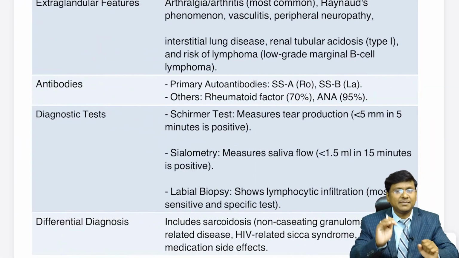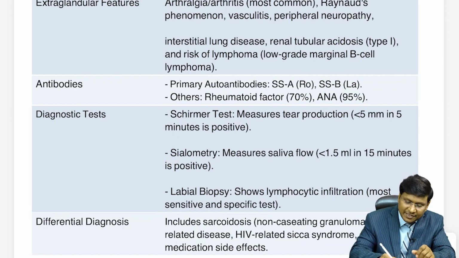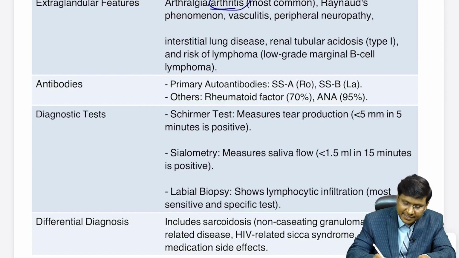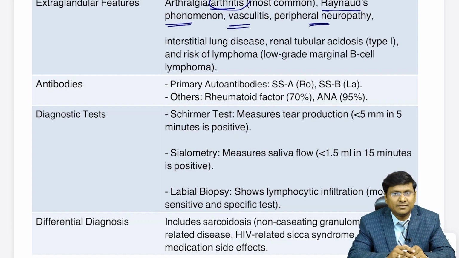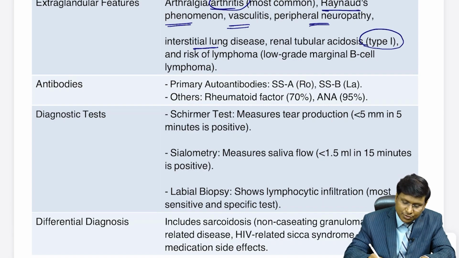Now, apart from glandular involvement, there is also extraglandular involvement as well. What is the most common extraglandular involvement? That will be in the form of arthritis. And as we observe in case of systemic sclerosis, even these patients with Sjögren's syndrome have Raynaud's phenomenon. And apart from that, these patients will also have vasculitis as well as peripheral neuropathy. And the lung involvement will be in the form of interstitial lung disease, and kidney involvement will be in the form of renal tubular acidosis, that too type 1 renal tubular acidosis.